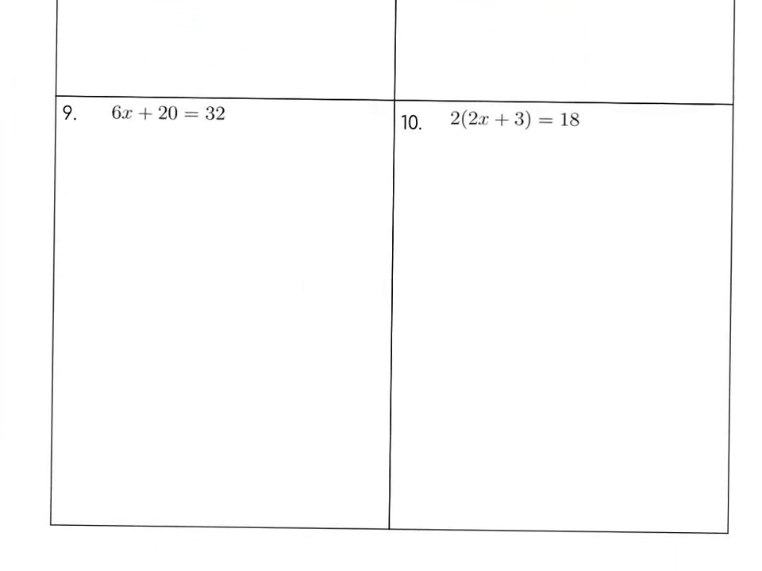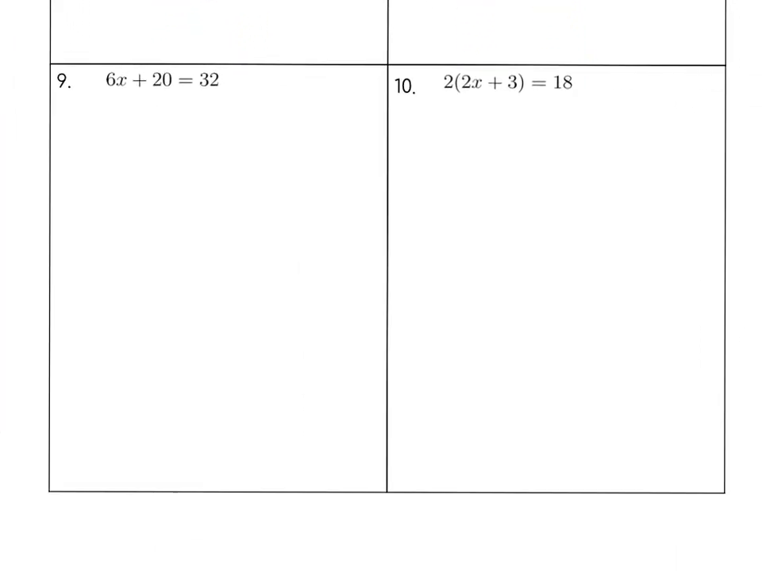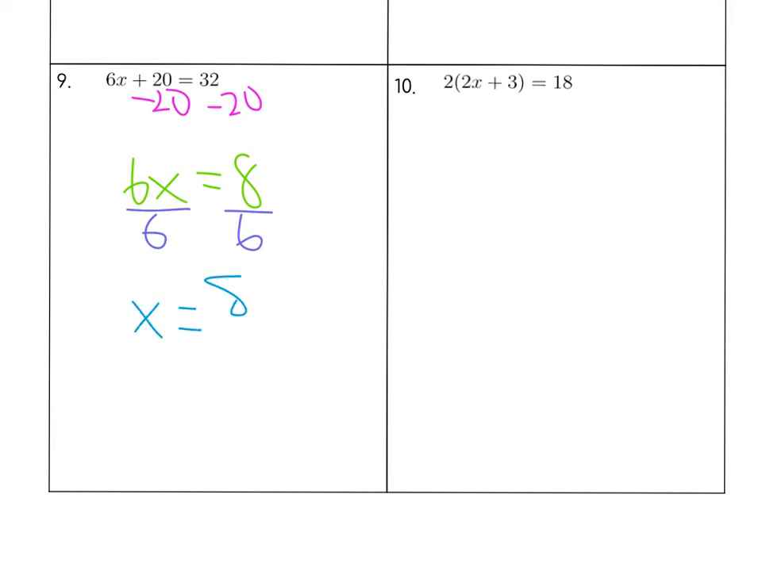Ooh, last two. I'm going to subtract 20, first move. That's a plus 20, so in order to undo adding, I subtract. It's going to be 6x equals 8. And then I'm going to divide, because that's 6 times x, divide both sides by 6. And I'm going to get x equals, if you leave it as 8/6, that's fine. If you change it to 4/3, that's fine. You do not have to write it as a decimal or anything. 4/3 is fine. 8/6 is fine.